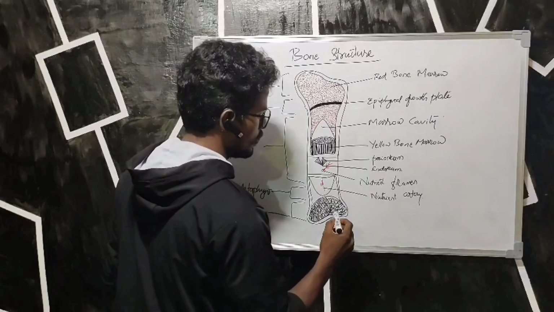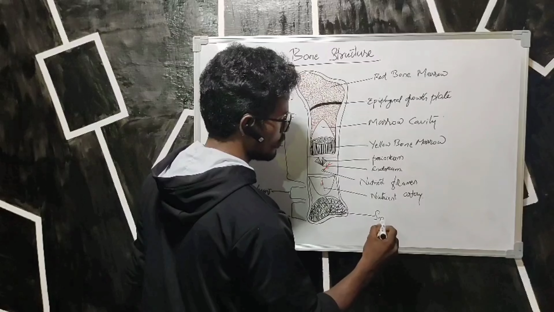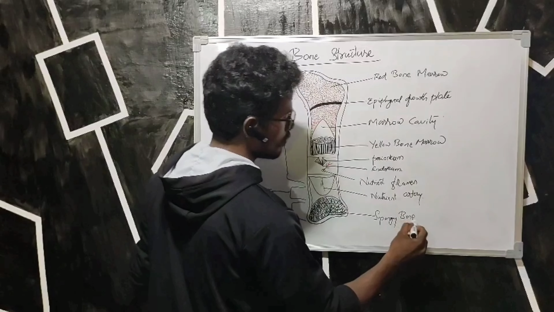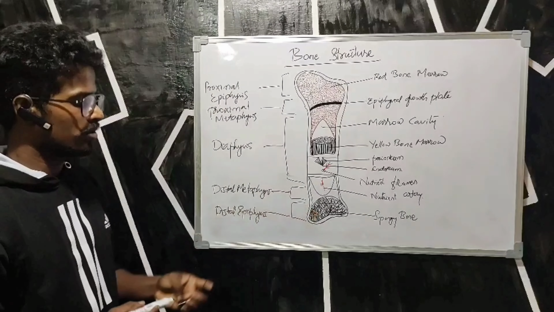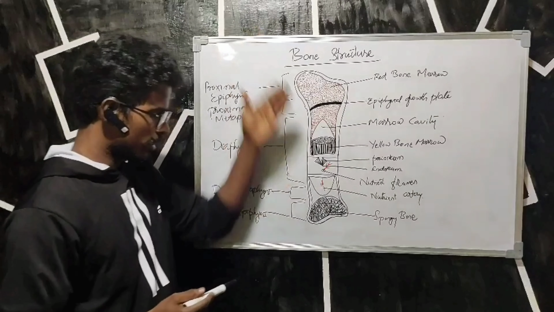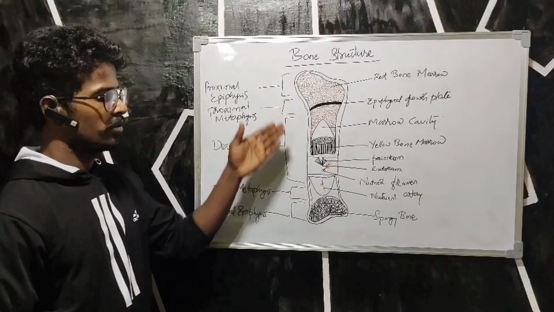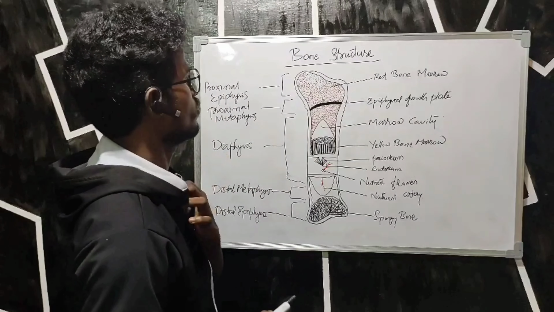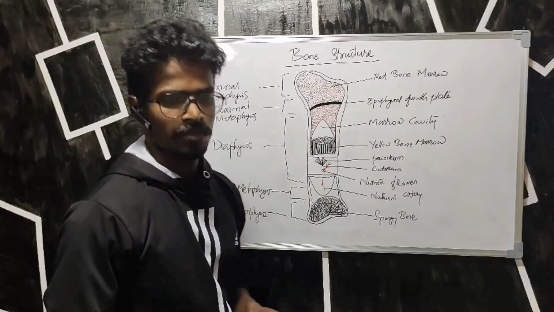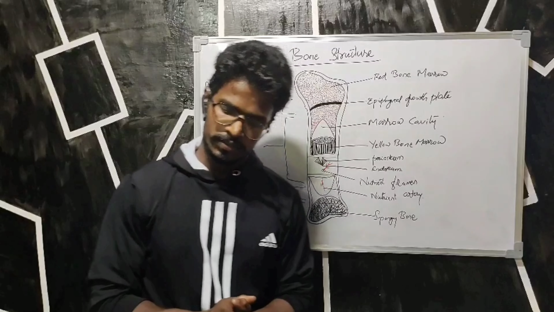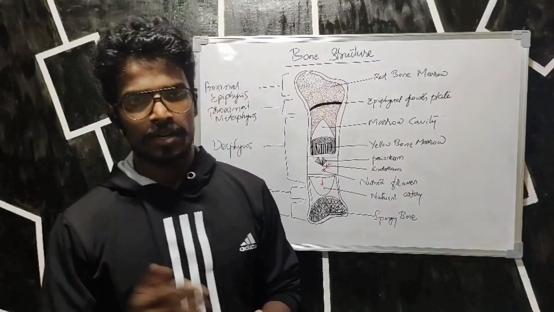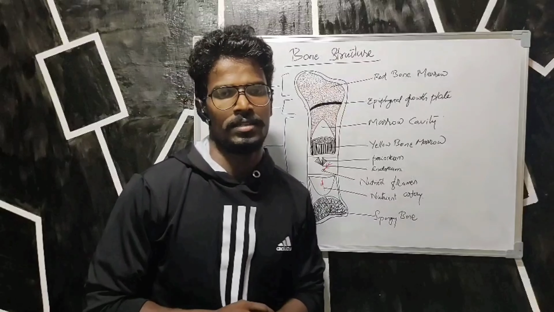Or vessels. This is your spongy bone. So I have shown you how it looks, spongy bone. It is actually a cut section of the bone where you can see the internal structures. So this is about the structure of bone. Clear with it? You can look at it once again. You can go backward and study it again.